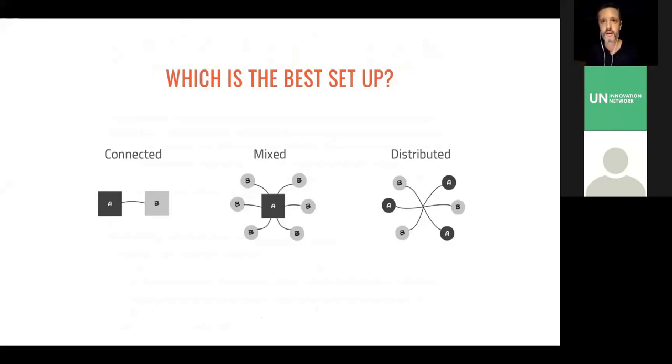The second setup is a mixed setup. So you've got a room, you've got some people in that room who are collaborating together, and then you have some people who are dialing in. And the third setup is a distributed setup where everyone is dialing in and there's no one that's in a room together. So if you can go ahead and type into the chat, which of these setups do you think is the best? Got distributed from Kyron.